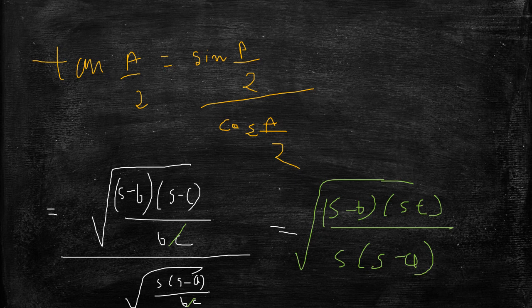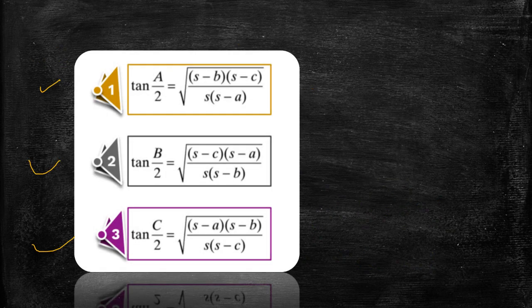We do not have to learn this formula. We have to learn the sin a by 2 and cos a by 2 formulas. This is very simple to prove. Just use tan a by 2 equals sin a by 2 by cos a by 2. You can prove the other two formulas as well by using the same fact. Okay, so this much only for today.